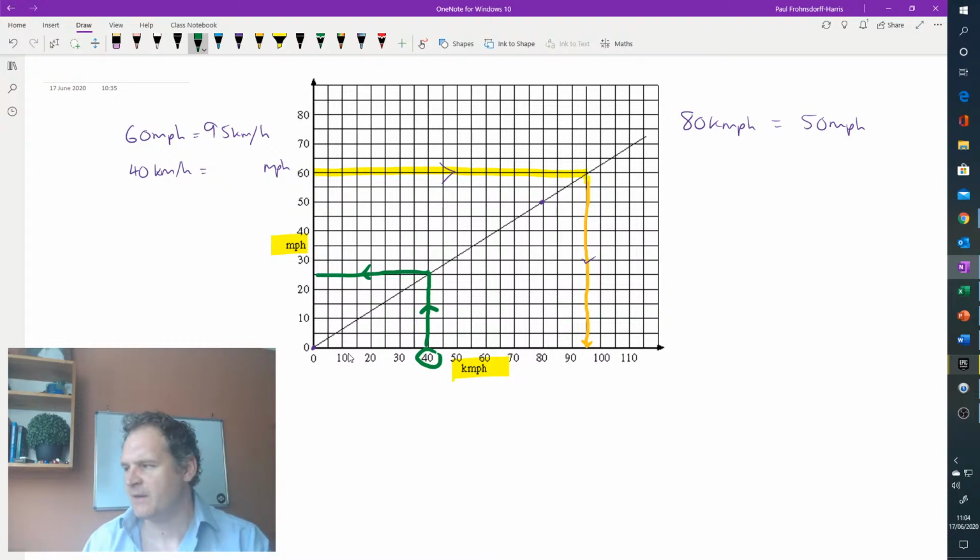Hello Harriet, hello Patrick. Once you get to the line, you read across to the other table, and this tells us it's 25 miles per hour.